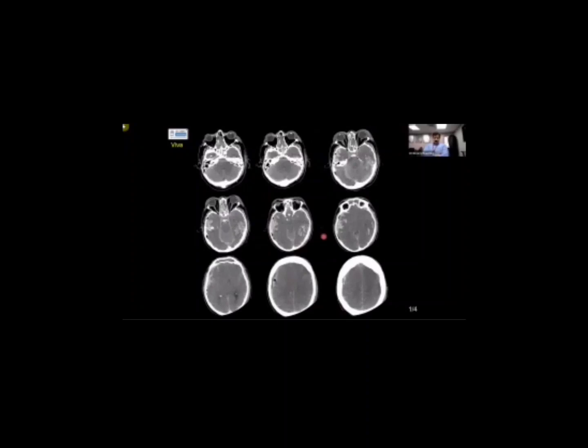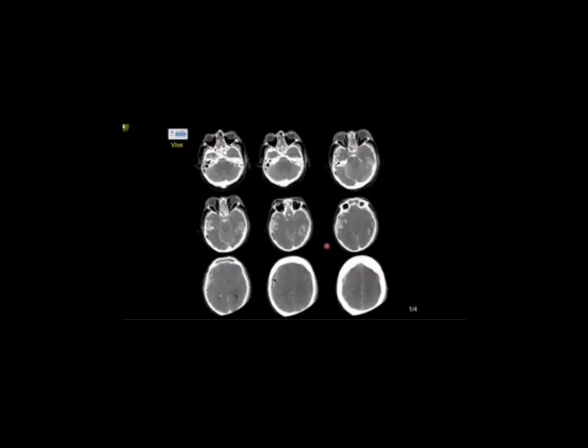Trauma, of course. So these are again multiple axial plain CT head slices. Starting from the top left-hand picture, just looking at the sinuses, I can see that there is high attenuation within the sinuses, the sphenoid and the ethmoid air cells. There's also spotty high density seen within both temporal lobes.